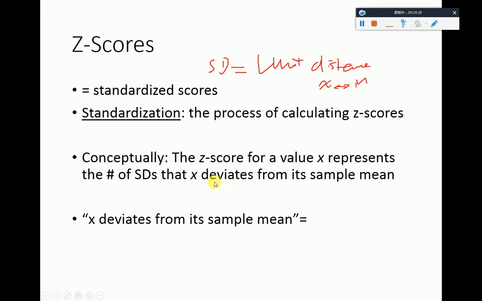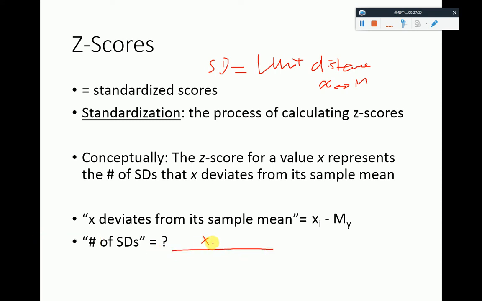So we can again dissect this definition. If x deviates from the sample mean, how do we calculate the deviation of x from the sample mean? Easy, right? x minus the mean of the sample x is from. Here i means any value or all values. Okay. But then, how do we calculate this part, the number of standard deviations? If you think about it, it should be actually pretty straightforward. If this is the distance and SD is the unit distance, then how do we calculate the number of units? Easy, right?